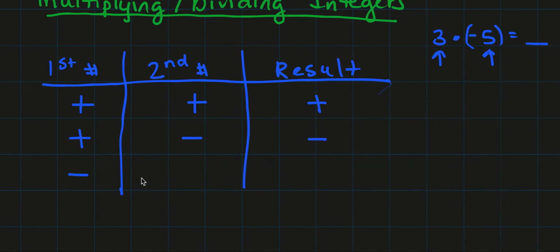If you have a negative first number and a positive second number, then you're going to get a negative result. And if you have a negative number as the first number and a negative number for the second, that will make your result a positive. Now, how you can remember this is what I was taught, and I think it's silly, but it's a good way to remember this.